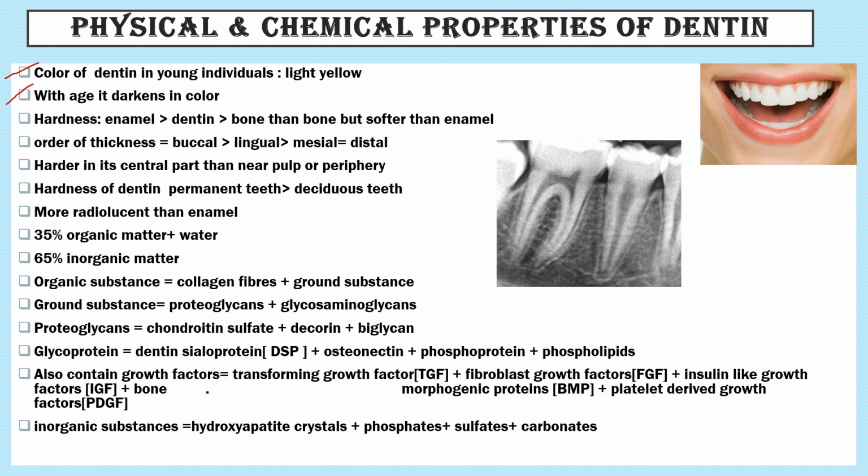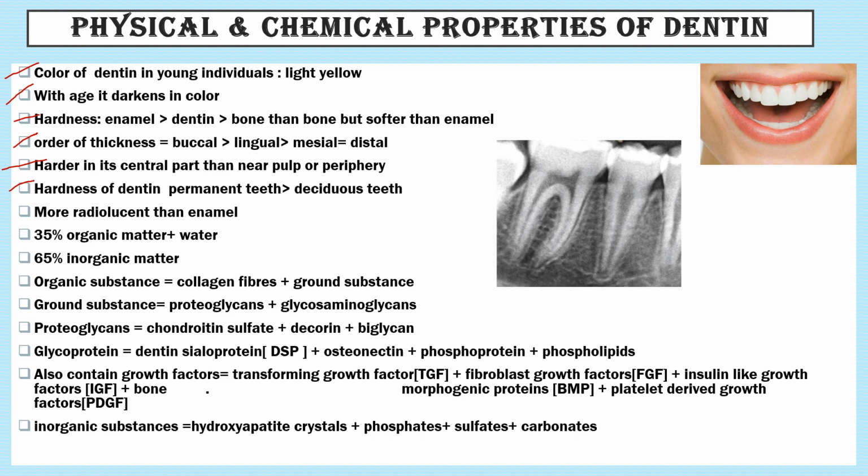Okay, so the hardness is in between the enamel and the bone. It is harder than bone, softer than enamel. Then the thickness is more on the buccal side compared to the lingual side. Mesial and distal have equal thickness of dentin. Buccal, why? Because more forces are acting on the buccal side compared to the lingual side. Then coming to the hardness, it is harder in the central part, which is very near to the pulp, or at the periphery of the pulp. Hardness of dentin is more in the permanent than in the primary or deciduous stage.